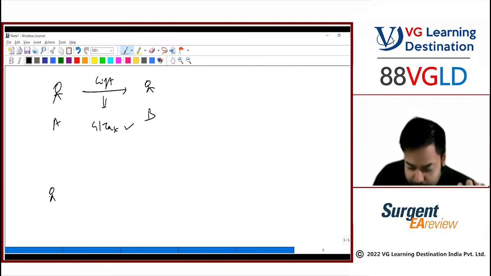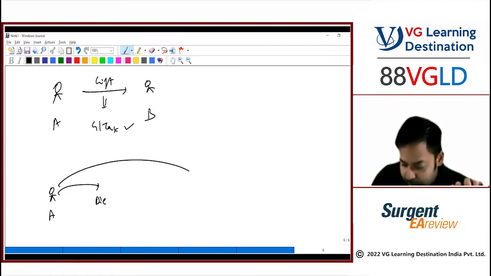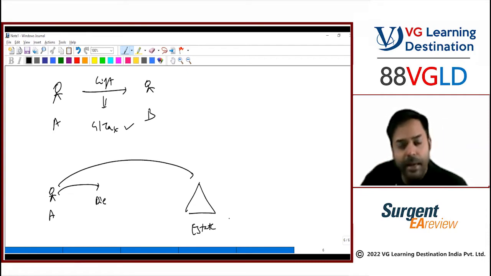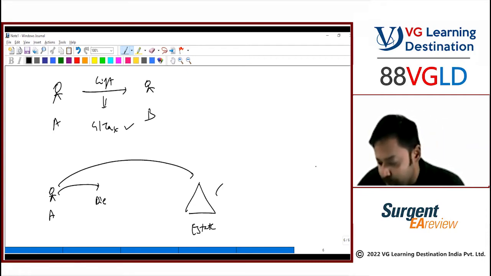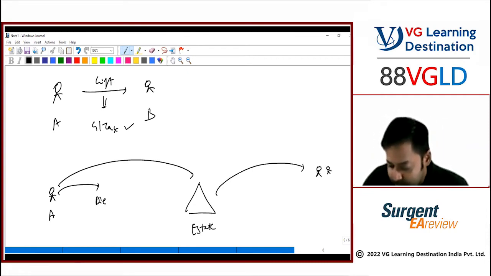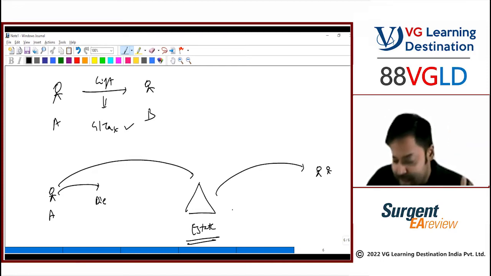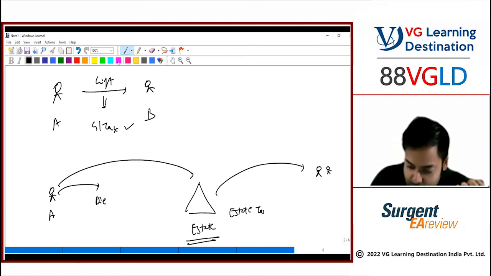Or if A dies, then the property of A goes to the estate of A, and when it goes to the beneficiaries, the estate has to pay the tax on it. That's called the estate tax. So we'll discuss this also.